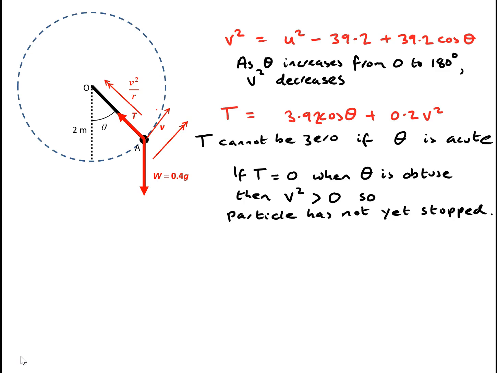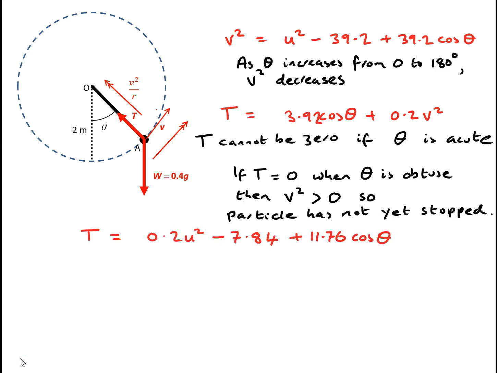If T equals 0 when theta is an obtuse angle, then the 3.92 cos theta part of the T equation is negative, which means the 0.2 v squared part is definitely positive. So that tells us that for obtuse values of the angle theta, there is a very real possibility that T becomes 0 whilst the particle is still moving with speed v, which is non-zero.